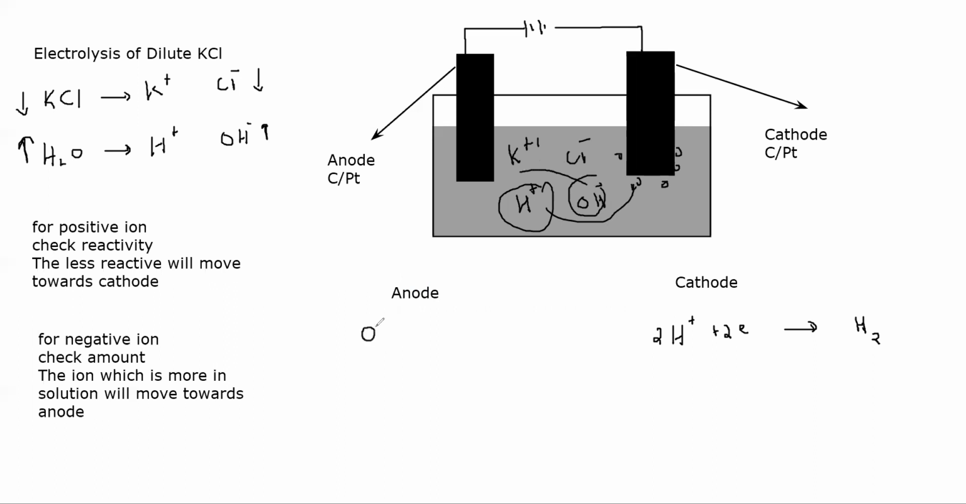And for hydroxide ion, you have to learn this equation. Whenever hydroxide ion will move there, they will lose 4 electrons. It will give oxygen and it will give 2 water molecules. Because oxygen is a gas, here also you will see bubbles. So you will observe bubbles at anode and you will observe bubbles at cathode.